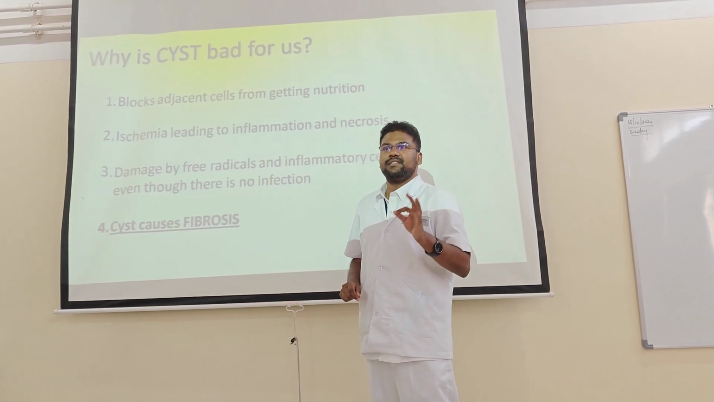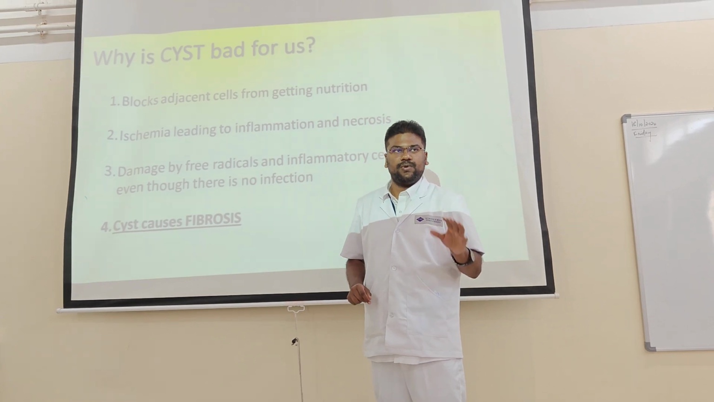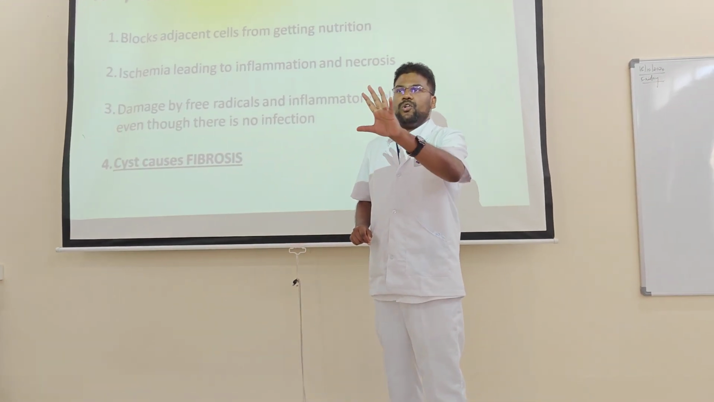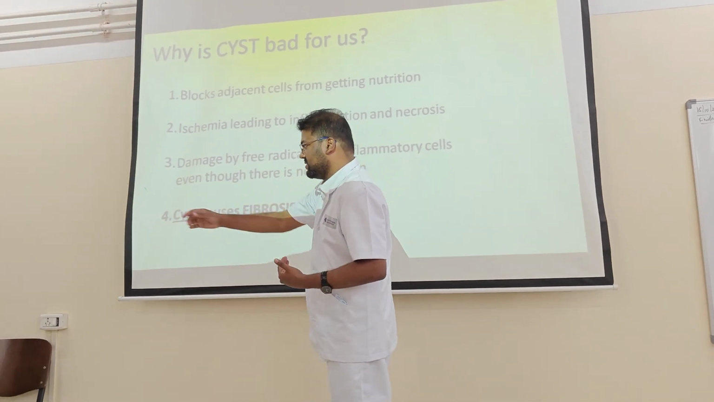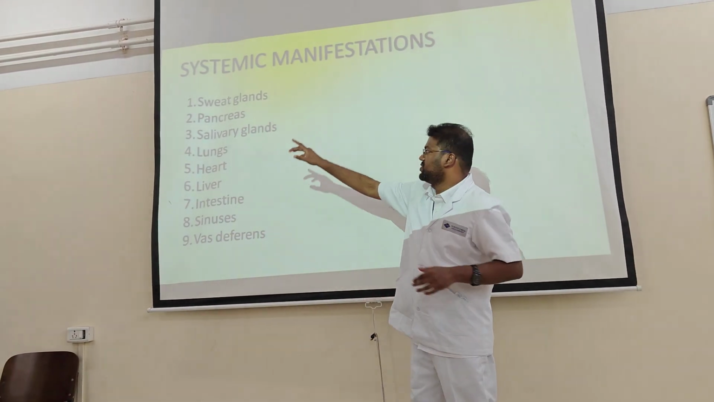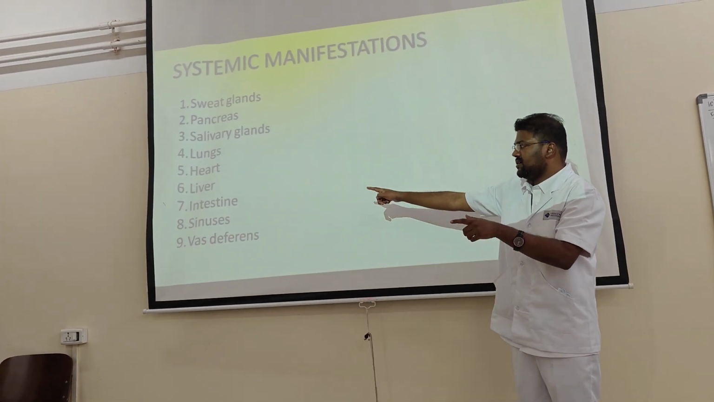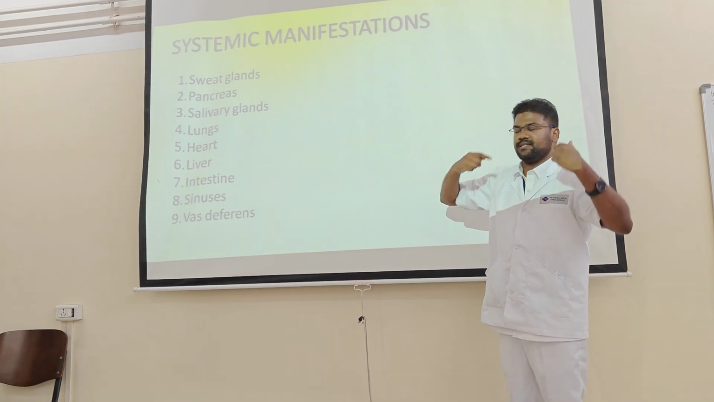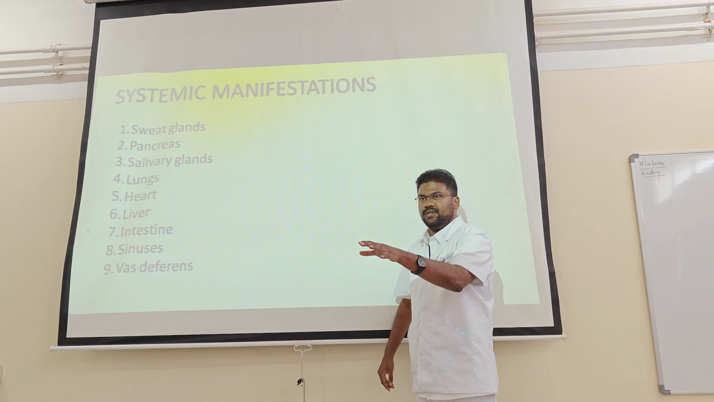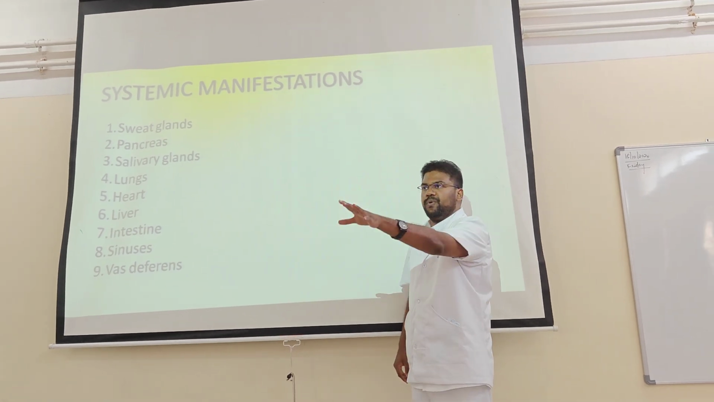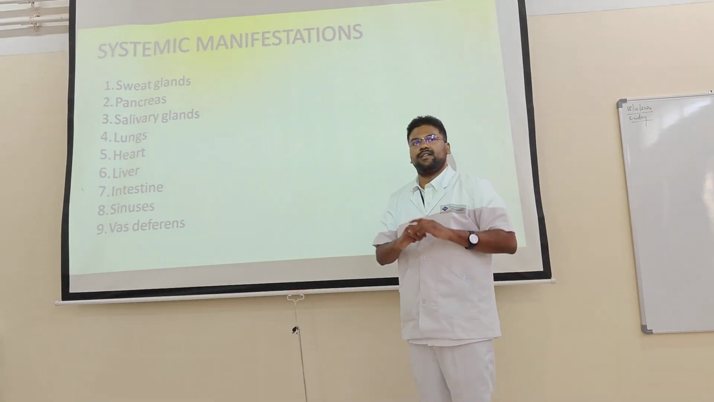So first of all, this is the basic mechanism that causes all the pathologies that you will learn in cystic fibrosis. Now all you have to do is transfer this knowledge to the different parts of the body that this affects. These are all the parts that it affects: sweat glands, pancreas, salivary glands, lungs, heart, liver, intestine, sinuses. Okay, sinuses as in the facial sinus, as well as your vas deferens. All of these have a mucosa, they have secretions. If they become like a cyst, that's going to be complications and damage over here, which will lead to all those manifestations that you will read in detail in the office.